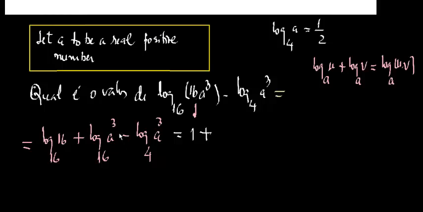Plus, now I'm going to apply another property of the logarithms. But I know that Mr. Adolf knows these subjects so very well, so I'm not going to write another property over here. So it will be 3 times logarithm of a in base 16 minus, again, 3 for the same property, logarithm of a in base 4. Okay, that's very good now.